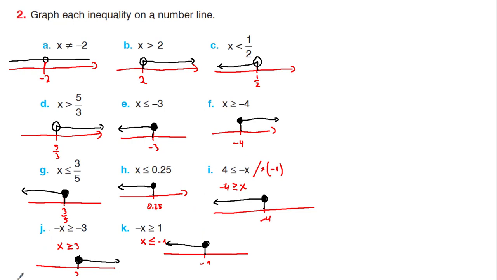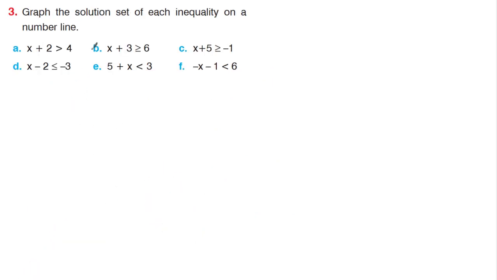Let's continue to exercise 2. Graph the solution set of each inequality on a number line. Let's continue with the first one. So what do we have? We have x plus 2 is greater than 4. Subtract 2 from both sides, we get x is greater than 2.